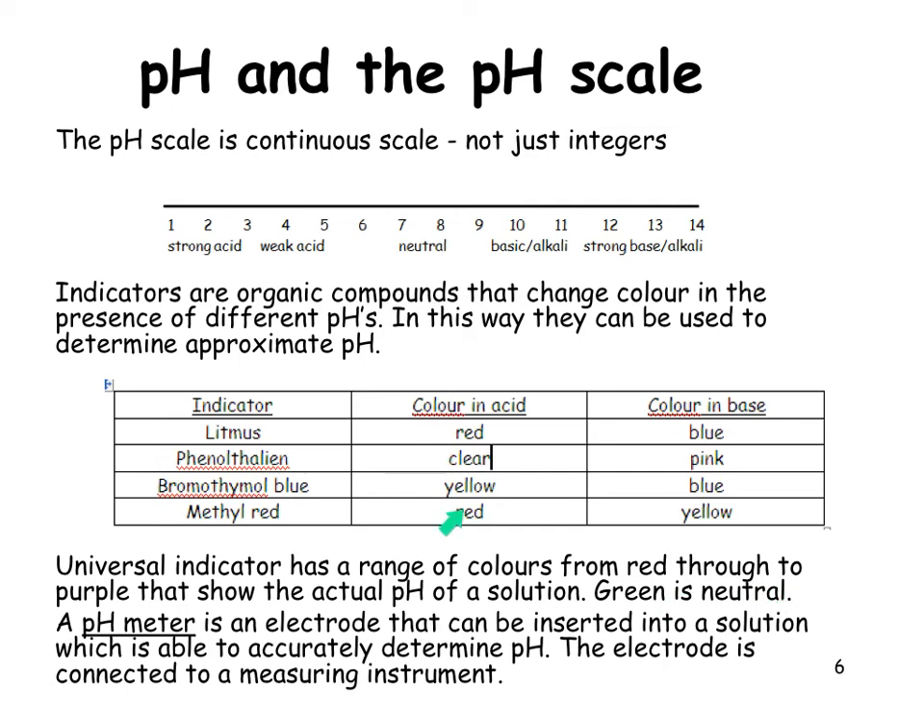These you need to know. Your colors in an acid are: litmus, red; phenolphthalein, clear; bromothymol blue, yellow; and methyl red, red. Whilst in a base they are blue, pink, blue, and yellow respectively.